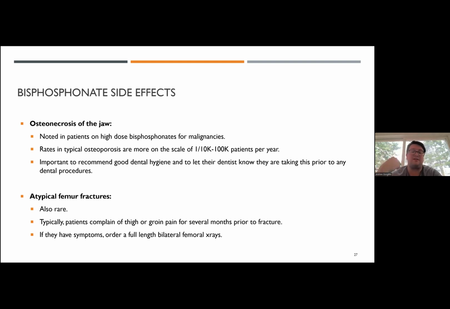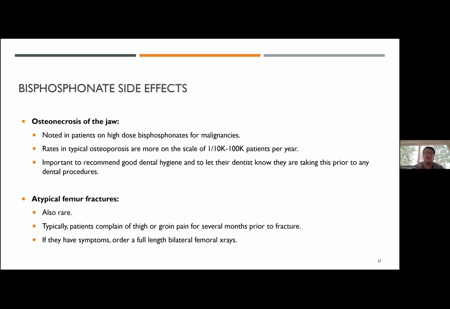The other risk that you have is atypical femur fractures. Remember, the reason that we have those osteoclasts is because remodeling of the bone, both laying down and resorption, is important for strength and integrity of bone. So interfering with that can, in rare cases, set you up for atypical fractures.